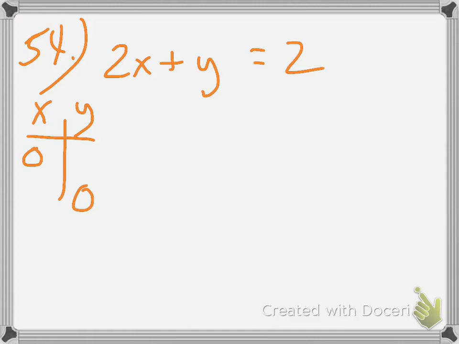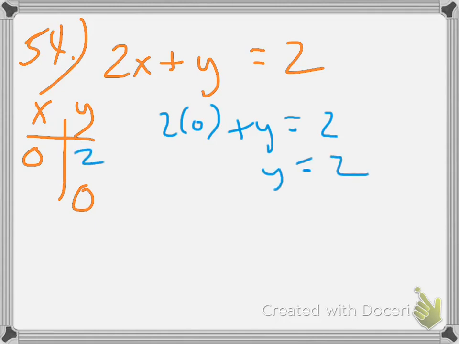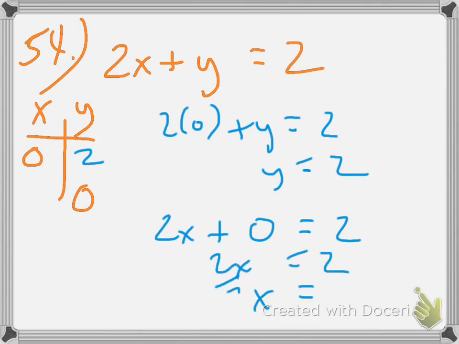So let's plug them in. So 2 times nothing is nothing, so y equals 2. There's the y-intercept. Let's plug in 0 for the y now. This is kind of cool. You get 2x plus 0. So 2x equals 2. X equals 1. There are your intercepts. This is your x-int. This is your y-int.